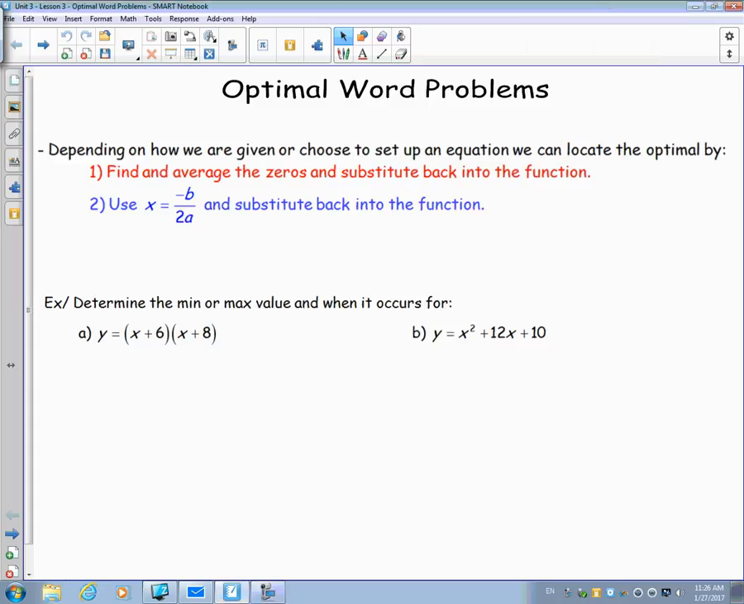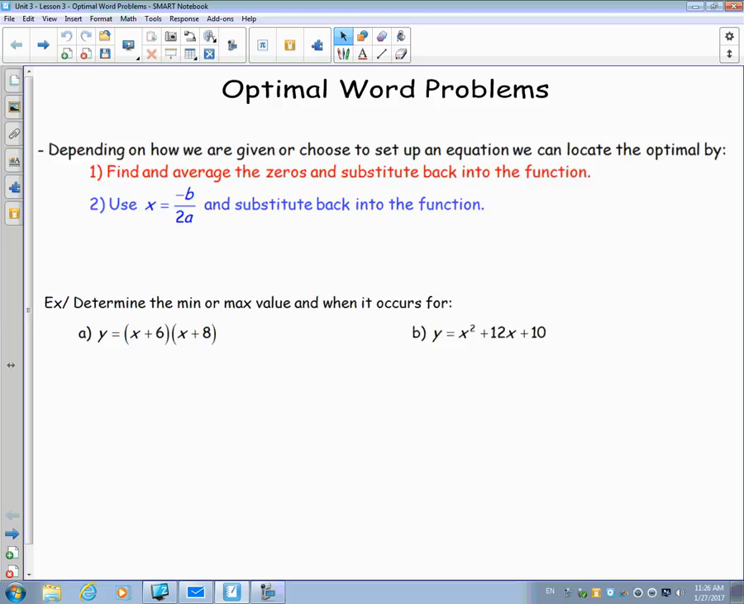In the last lesson, we looked at how to calculate an optimal value. Today, we're going to start using them some more. So just a quick refresher. We have three choices, I suppose. Vertex form you can just look at. But factored form, you can average your zeros. Standard form, you can use negative b over 2a. Either way, plug it into your equation and find your optimal value.